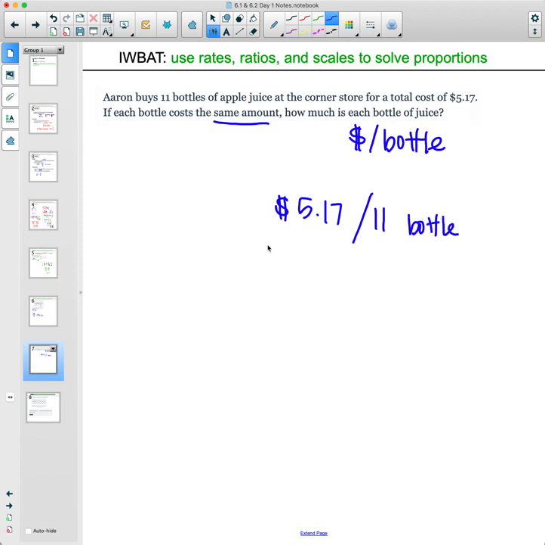So $5.17 divided by 11 bottles. Okay, let's see. 517 divided by 11 gets you 47 cents per one bottle. So 47 cents per bottle.